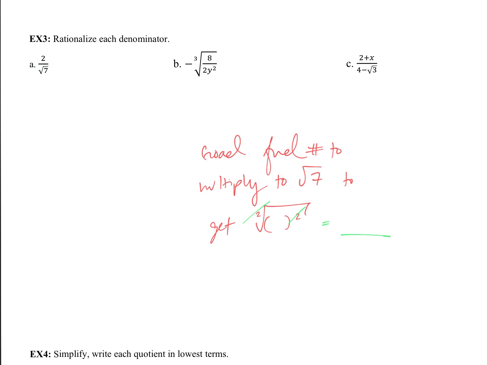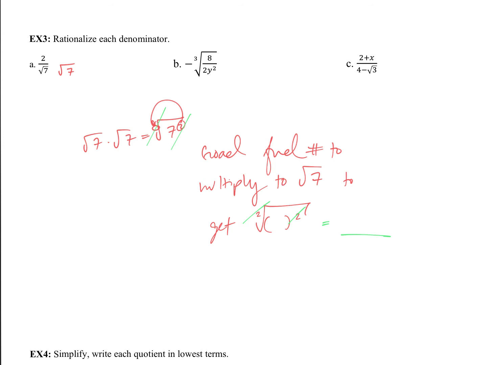So the question is, what can I multiply root 7 by to get something to the second power? Well, if I multiply root 7 by root 7, what would I get? Root 7 times root 7 is going to be the square root of 7 squared. Hey, and look at that. That matches my index, which means they'll cancel. And if they cancel, I won't have a radical in the denominator anymore.